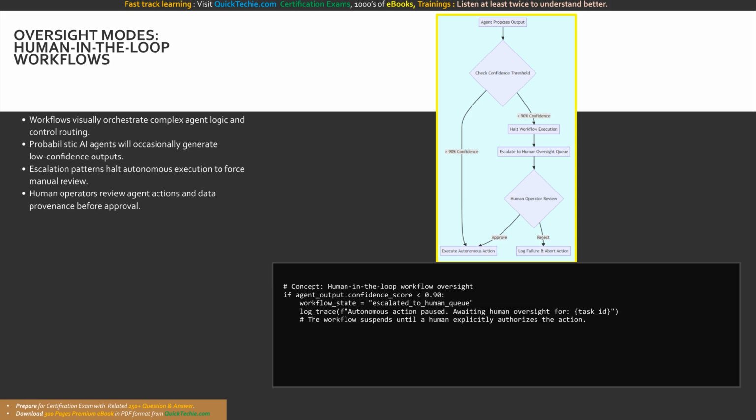This logic demonstrates a critical escalation pattern. By evaluating the agent's confidence score, the workflow automatically intercepts uncertain decisions, forcing a secure human-in-the-loop oversight review before any system modifications occur. This diagram showcases the human-in-the-loop approval mechanism. Actions with low confidence entirely bypass autonomous execution, escalating directly to a human operator who reviews the contextual data before approving or rejecting the workflow.